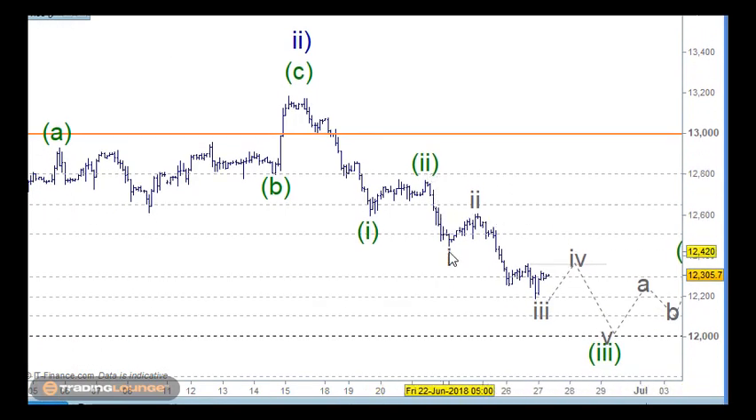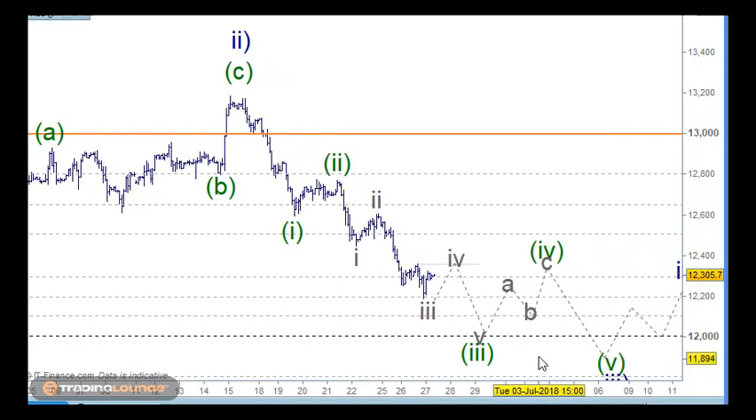So wave 1 and 2, nice strong third wave here, coming back for the 4th wave, back to the 4th wave of 1 lesser degree, and then down to 12,000 roughly for a nice bounce off here. And the bounce off here would be the A, the B, and the C coming back to this wave for 1 lesser degree, and then down from here as well.